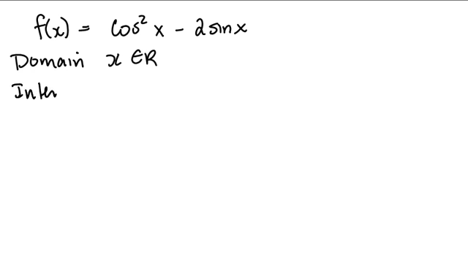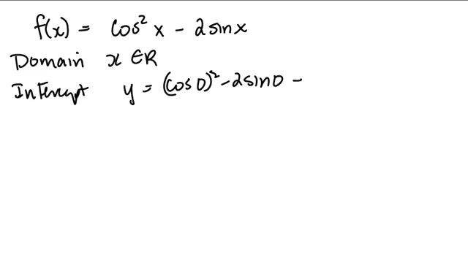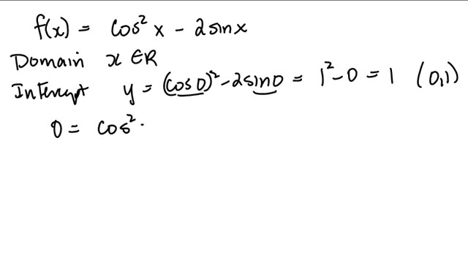Now the intercepts, the x and y intercepts. We'll start with the y-intercept, which is when x is 0, so it's cosine of 0 squared minus 2 sine of 0, and cosine of 0 is 1, so it's 1 squared minus sine of 0 is 0, so it's minus 0 equals 1. So the y-intercept is (0, 1). The x-intercept is a little bit more complicated to figure out, because you're solving a trig equation.